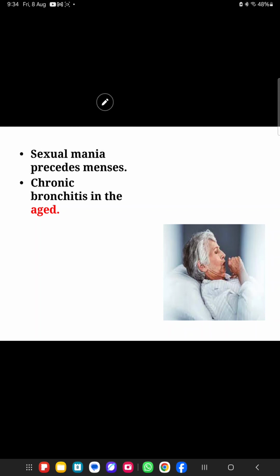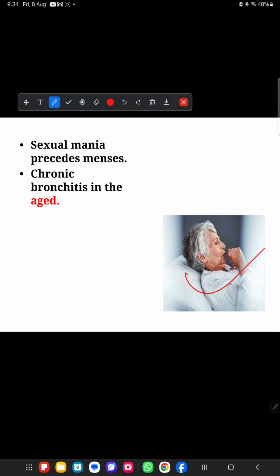But if an old age patient is there, and the patient is suffering from chronic bronchitis, we can think about this medicine. But this point I want to correlate with the respiratory system in practice of medicine. There is one index that will increase. Can anyone tell me the name of the index? Which index increases in this?